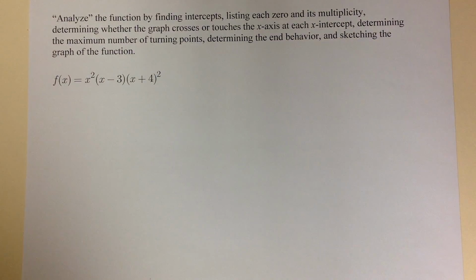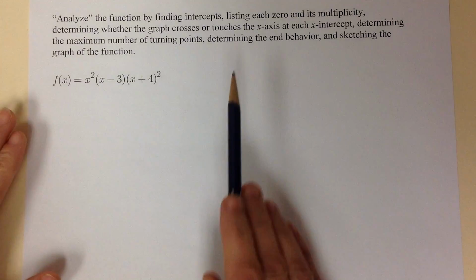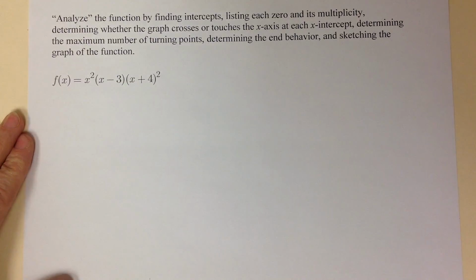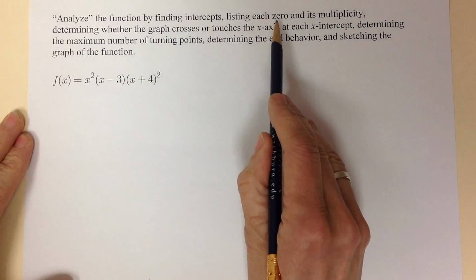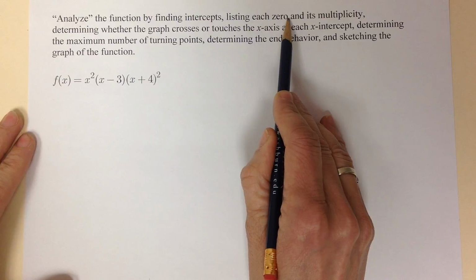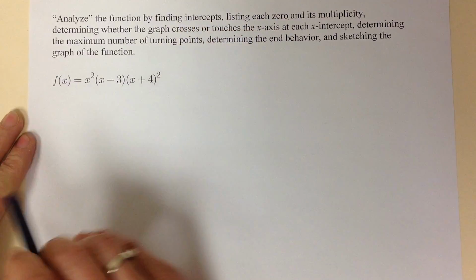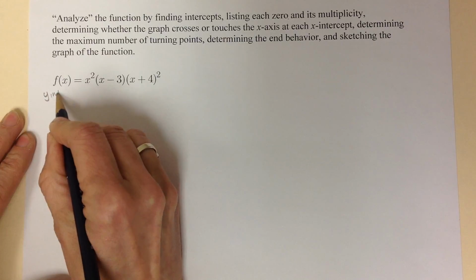We're going to analyze this function by finding intercepts, listing zeros with multiplicities, determining whether we cross or touch the x-axis at the intercept, determining maximum number of turns, end behavior, and then tying it all together to sketch the graph. Okay, so remember, intercepts and zeros are just two different words for the same thing, at least in terms of x-intercepts. So there is also a y-intercept.